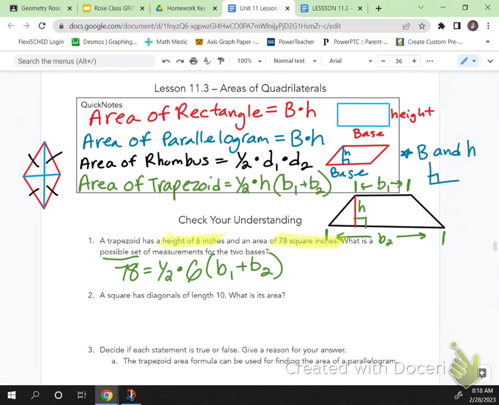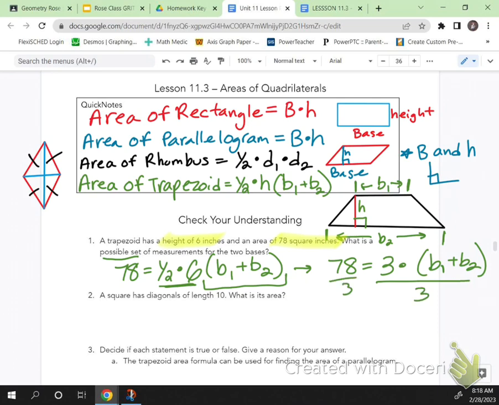So now I'm going to solve. I'm going to get this parentheses set alone. So I'm going to do half times 6. What's half times 6? 3. So now I'm looking at 78 equals 3 times this thing in parentheses. What would I do next to get the thing with the parentheses by itself? I'm just going to divide both sides by 3. And what's left? 78 divided by 3. What do we get?